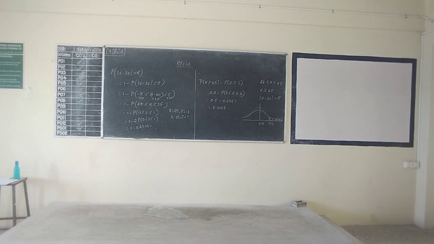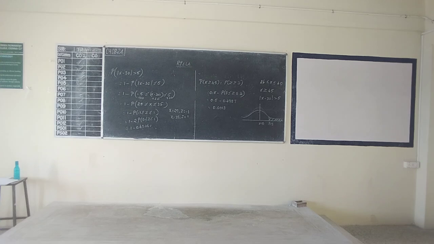Normal value multiplied by 2 means divide by 2 to get the normal value. Divide by 2 means 3, 4, 1, 3. For 1, divide by 2. 0.3413. That will be the value for z equal to 1. Understood? Any doubt? Any doubt now?